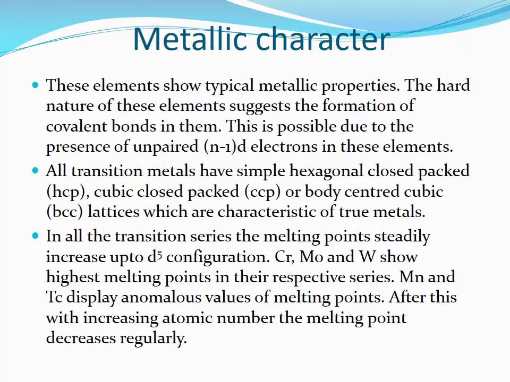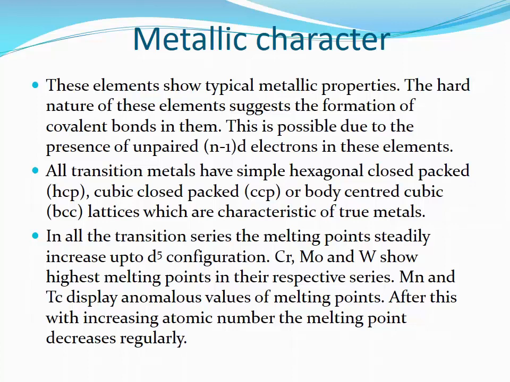Metallic character. These elements show typical metallic properties. They are hard in nature, which is due to the formation of covalent bonds between them. This is possible due to the presence of unpaired n-1 d electrons in these elements. All these transition metals have lattice structures, which are characteristic of true metals.